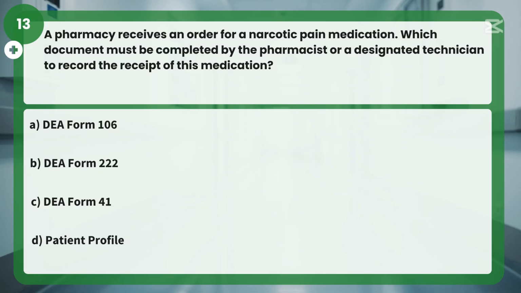Question 13. A pharmacy receives an order for a narcotic pain medication. Which document must be completed by the pharmacist or a designated technician to record the receipt of this medication? A. DEA Form 106. B. DEA Form 222. C. DEA Form 41. D. Patient Profile.